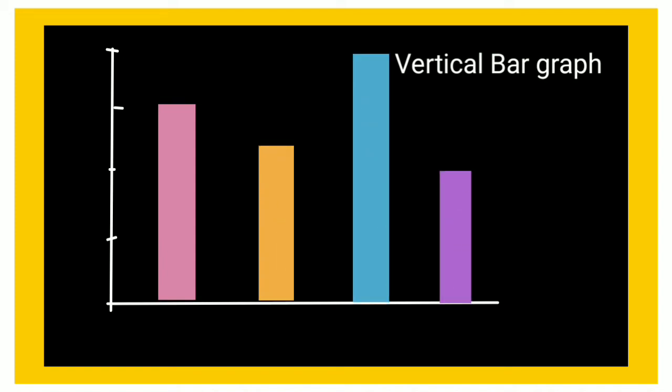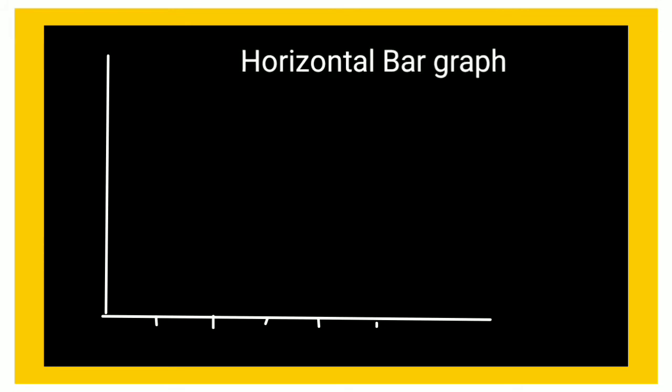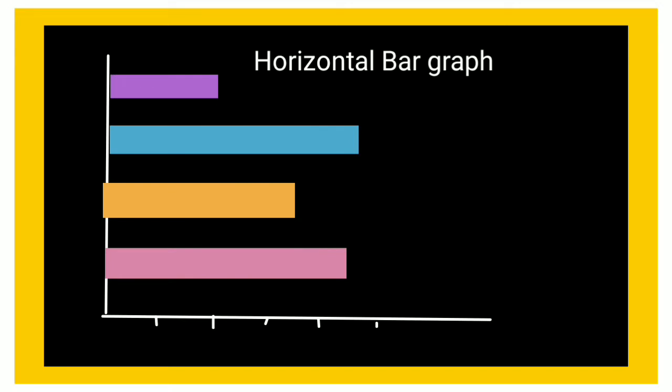The bar graph can be vertical bar graph in which the bars drawn are vertical, and you can see here the gap between the bars are same, or it may be horizontal. In case of horizontal bar graph, the bars are horizontal and the scales are marked on horizontal axis, as it's very clear in this figure. You can see, children.